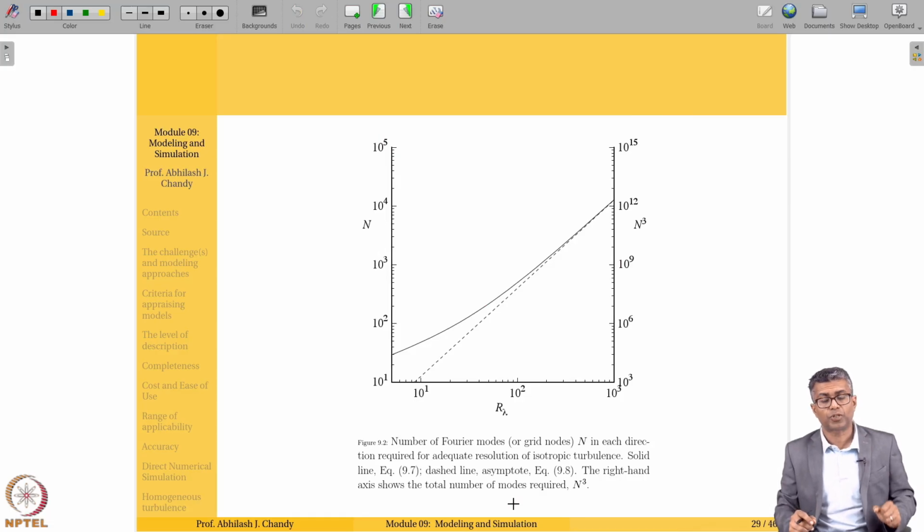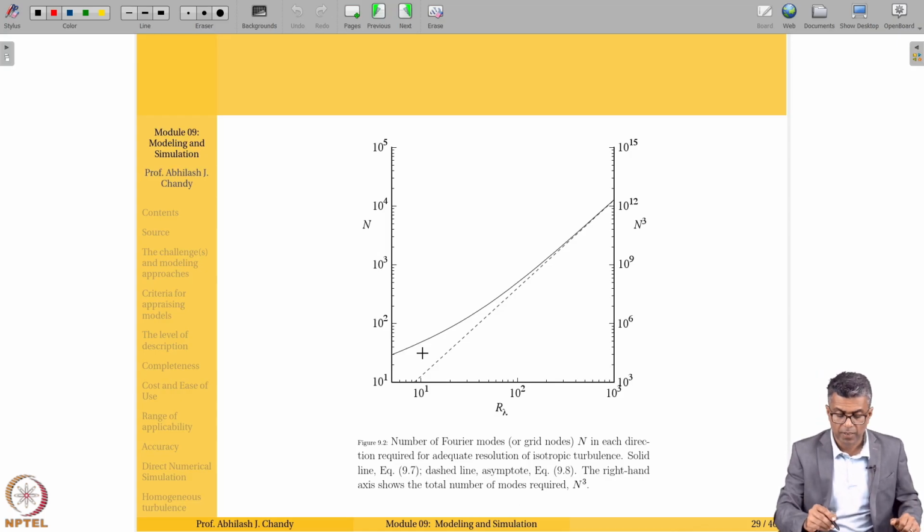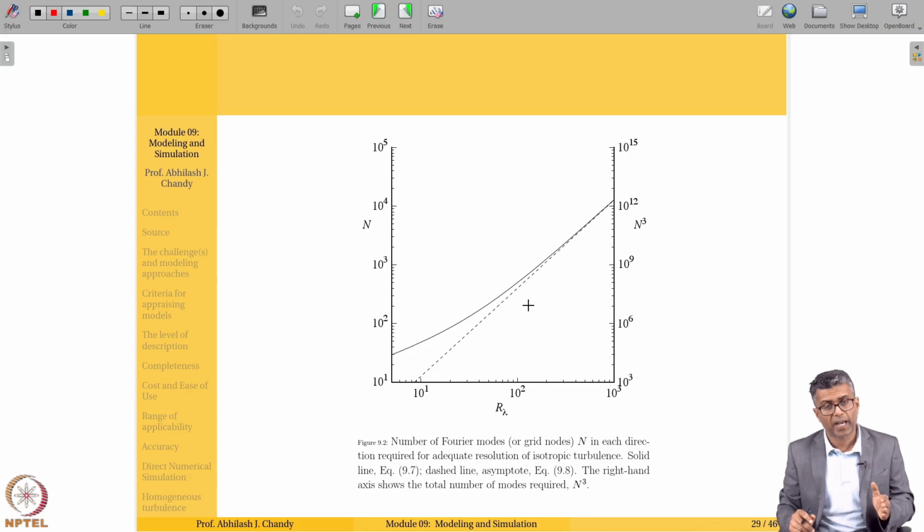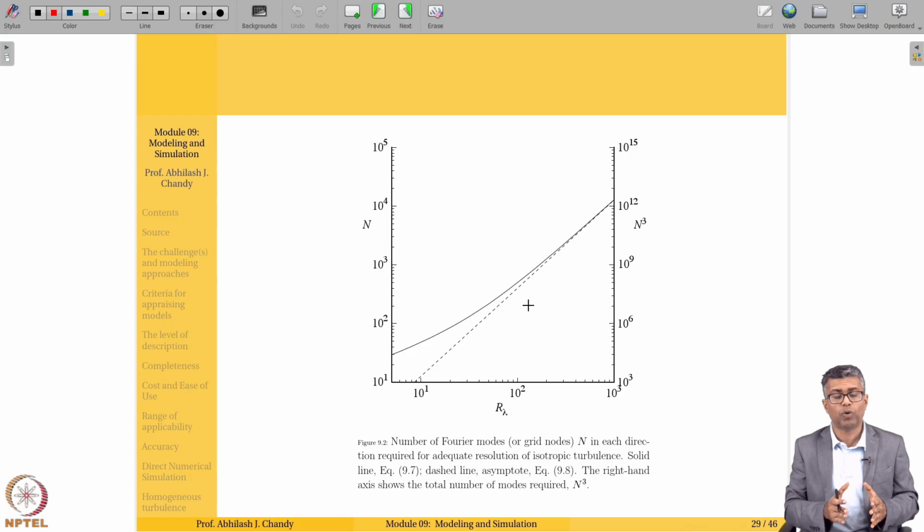So this graph here shows how n varies with R lambda. As you can see, although initially the curve is not as steep, the steepness increases as you keep increasing R lambda. The dashed line here is the asymptotic curve. On the left y-axis I have n, and on the right y-axis I have n cube. We have to consider what n cube is. N is not sufficient, right? Because n will just give you the total number of wave numbers in each direction, whereas n cube will give you the total number of wave numbers in all directions together, and that will be a good estimate of what the computational cost will be.